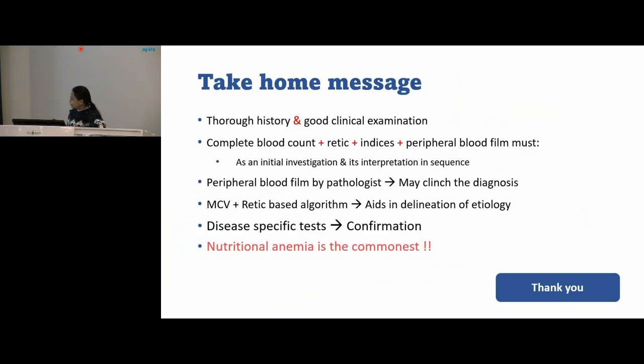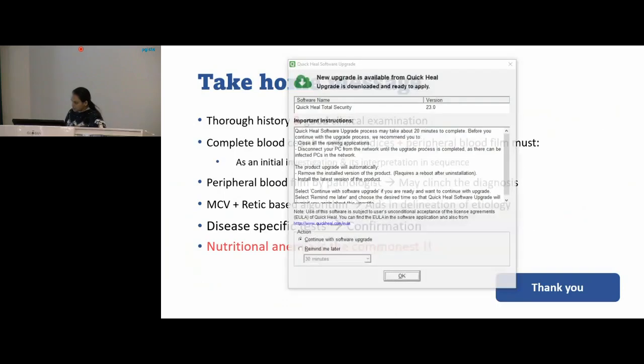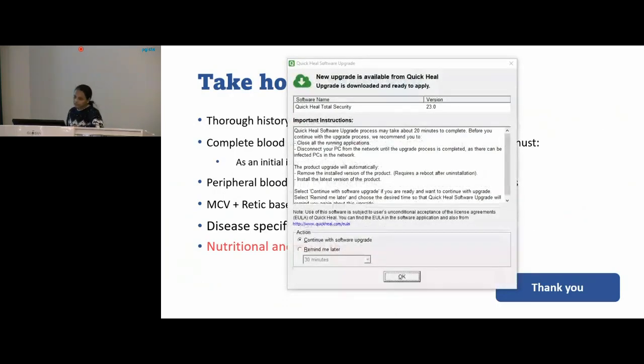Just remember that whatever it may be, nutritional anemia is the most common cause of anemia in our country. We should not forget that, we should always treat it, and we should give prophylaxis to our children. Thank you.